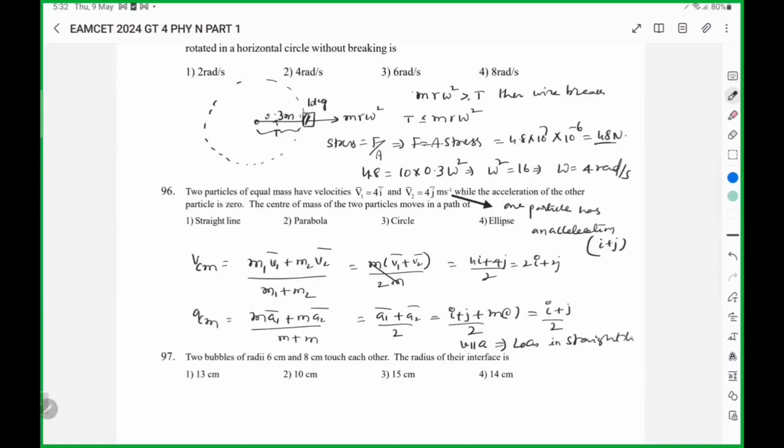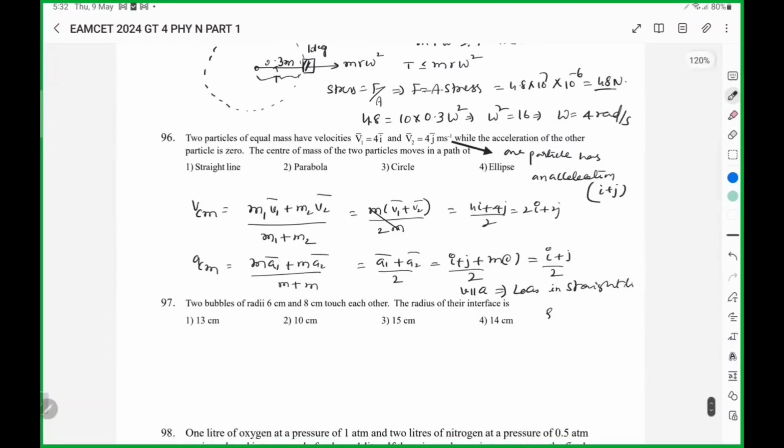How can you say this? This is ut plus half at square. For example, in x direction, x is equal to ut plus half acceleration, half t square. Y also, here it is 2t plus half, acceleration is half i plus half j, acceleration in y direction. From this, the particle moves in y equal to x straight line path.